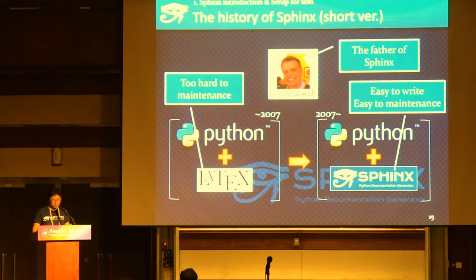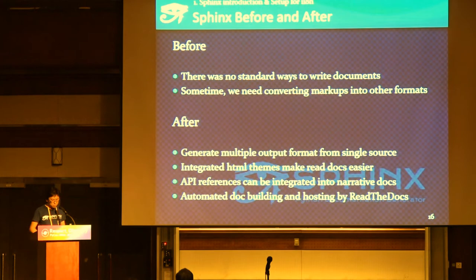Sphinx before and after. Before, there was no standard way to write documents. One example is the Python official document. It was written in LaTeX and several Python scripts. And sometimes we needed to convert markups into other formats. Since Sphinx has been released, we can generate multiple output formats from a single source, integrated HTML themes make docs easier to read, and API reference can be integrated into narrative docs. There is also automated doc building and hosting by the Read the Docs service.